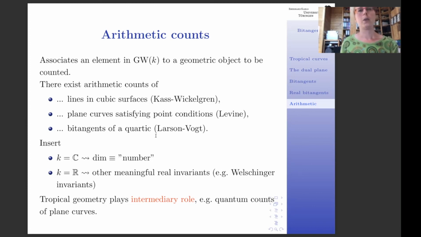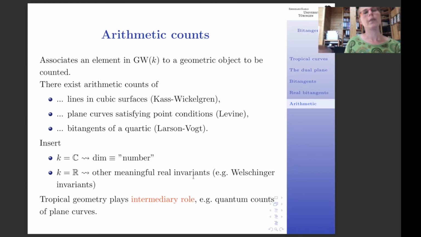And yeah, this caught my attention, of course, and I tried to investigate what's happening on the tropical side with those arithmetic counts. So if you're familiar with counts of plane curves satisfying point conditions, you might have heard of Welschinger invariants, which are certain counts of real plane curves satisfying point conditions. And this is what you get if you insert the field to be R for Levine's arithmetic count of plane curves. So you get something else which is meaningful in the real world.